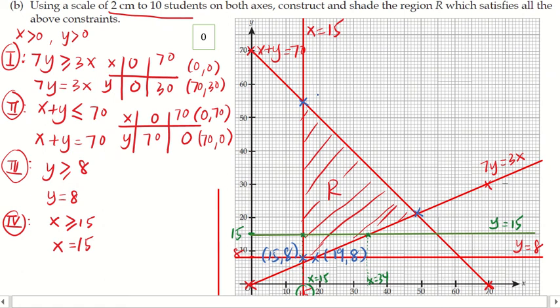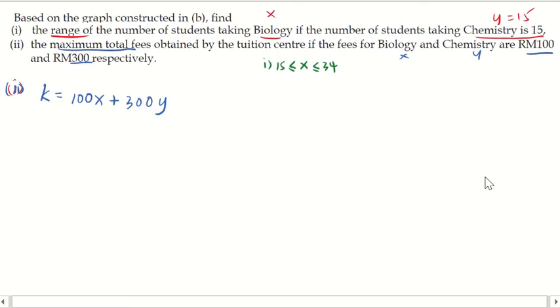Then how about this one? The top one, 15, 55. Then another one is this one, 49 and 21. So that is 4 coordinates. Draw them: the first coordinate is 15, 9; the second one is 15, 19; then the third one is 15, 55; and another one is 49, 21.